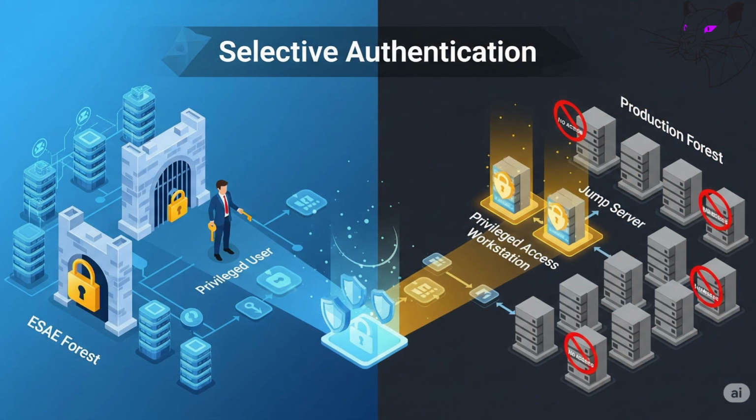Selective authentication. ESAE forest design allows organizations to leverage the trust relationship's selective authentication feature. For example, sign-ins from the ESAE forest will be restricted to specific hosts in the production forest. This is another method that helps limit credential exposure. For example, you can limit credential exposure when you configure selective authentication so that privileged accounts in the production forest can only be used on privileged access workstations or jump servers.